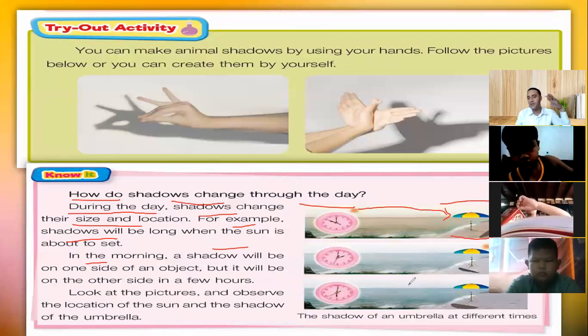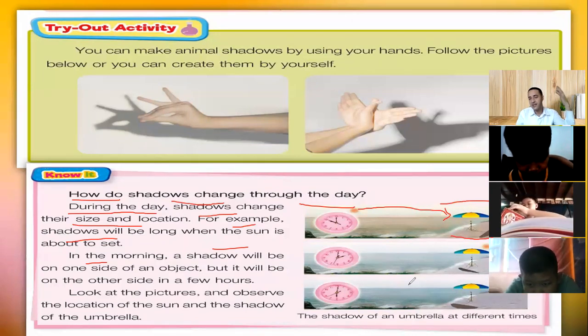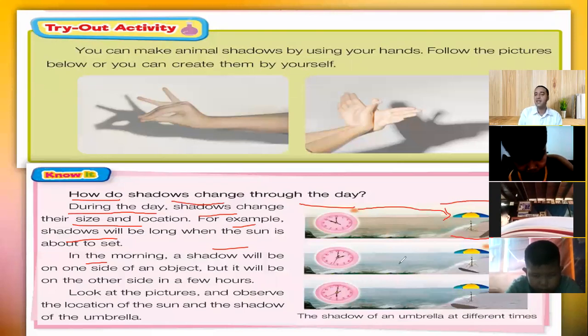Then, for example, in the afternoon, when the sunlight hits the umbrella, you will find the shadow right at the bottom, right under it. That's why the shadow will be different in the morning, afternoon, or evening. In the morning, a shadow will be on one side of an object, but it will be on the other side in a few hours. So it will actually change, because the light source changes its angle.